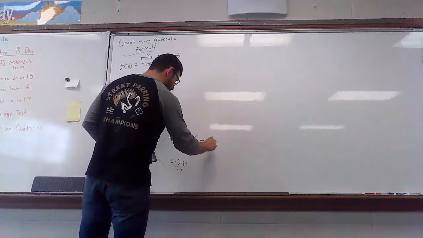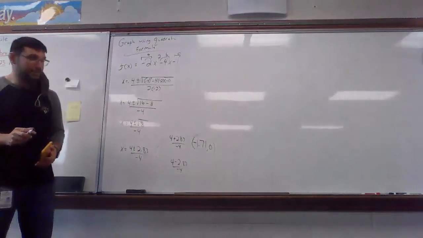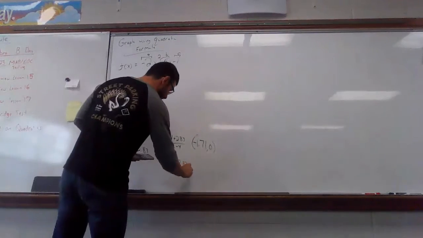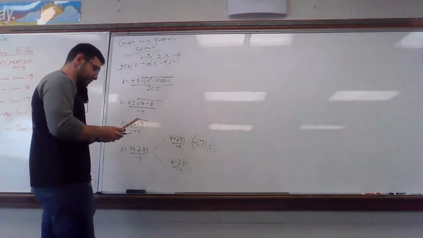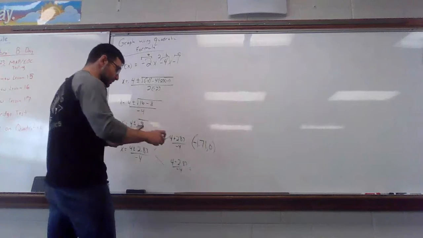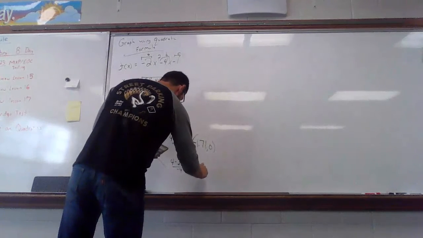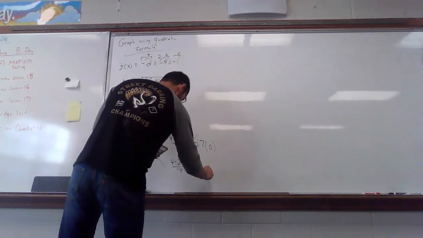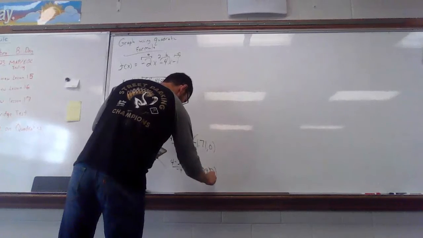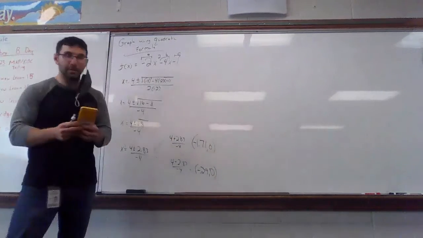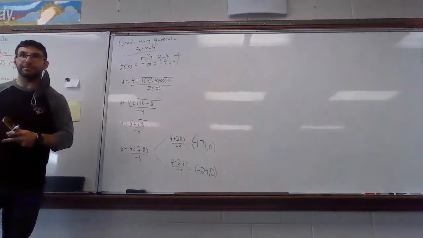Therefore, my x-intercept is there, and my other x-intercept, 4 minus the square root of 8 divided by negative 4, leaves me with negative 0.29, comma 0. Questions on how we get those x-intercepts?